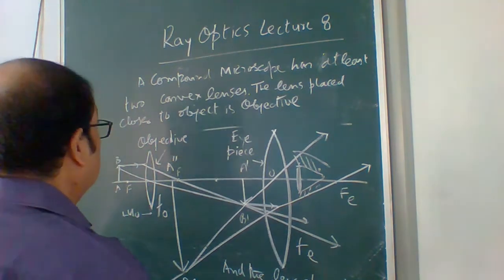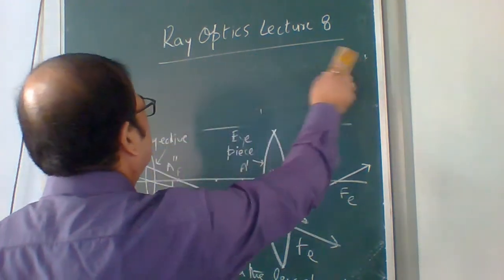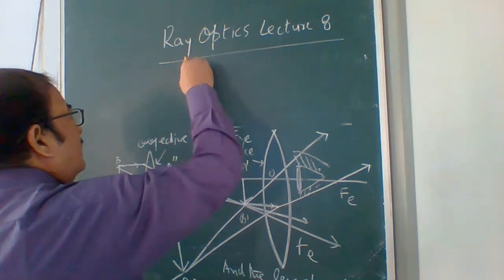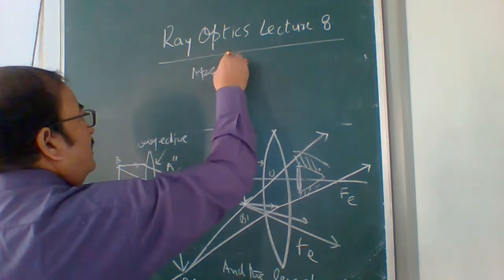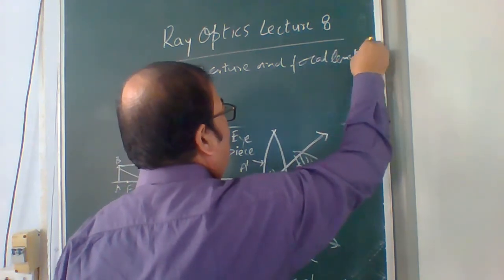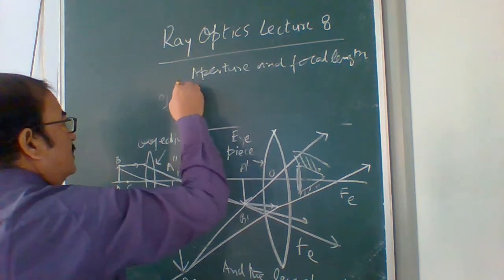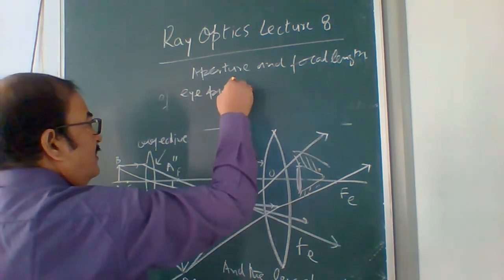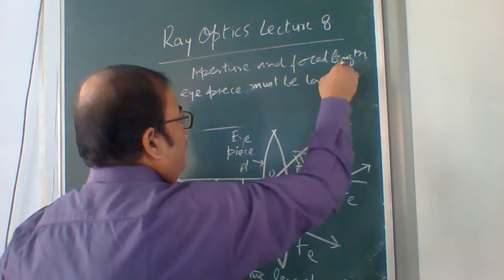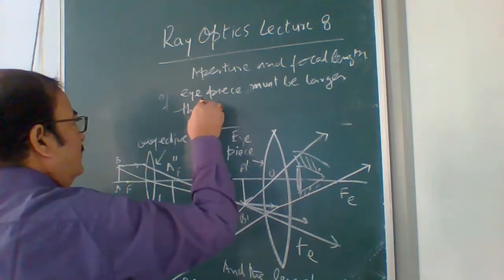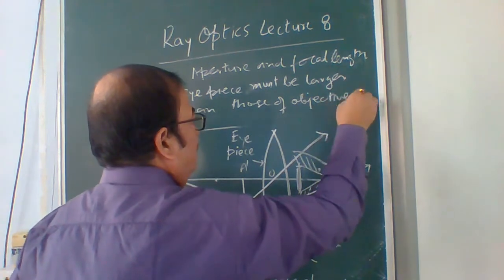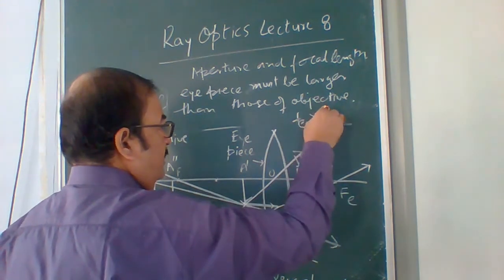Always remember, we have to remember one thing, that we have to select these lenses in such a way that the aperture and focal length of eyepiece must be larger than those of objective. यानी कि f_e will be greater than f_o.